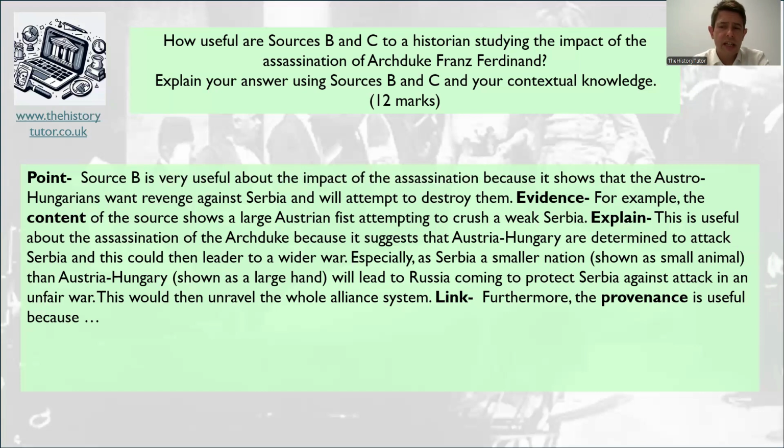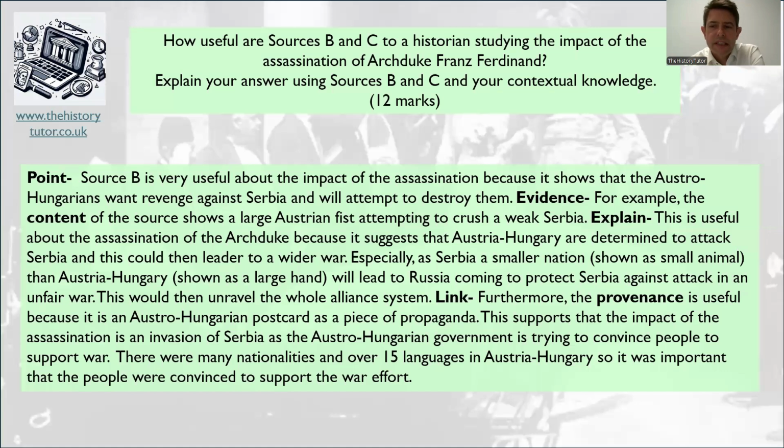So thinking about the provenance now, furthermore, the provenance is useful because you might not necessarily want to think about the date or who made it. You might want to think about the purpose of this card. What are the Austrians trying to do with this card and this propaganda, perhaps? Have a think about that and see if you can explain how that helps you understand the impact of the assassination. Okay, so over to you. Jot down your ideas.